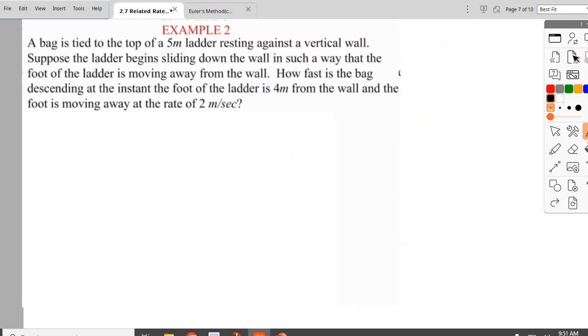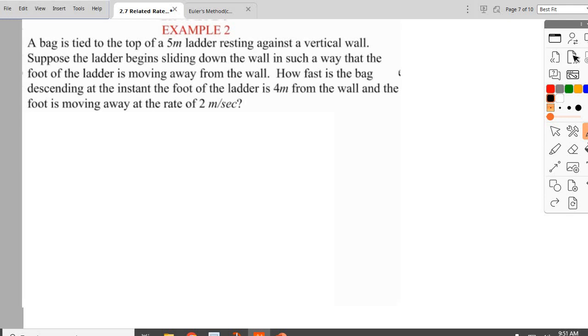It's a famous ladder problem. There's always a ladder on the unit, or on the AP test. They like ladders. Or one very similar to this, where something like a piece of cardboard is laying against a tree, or a sign is laying against the building. It's just something that is straight, laying against something else that is vertical.